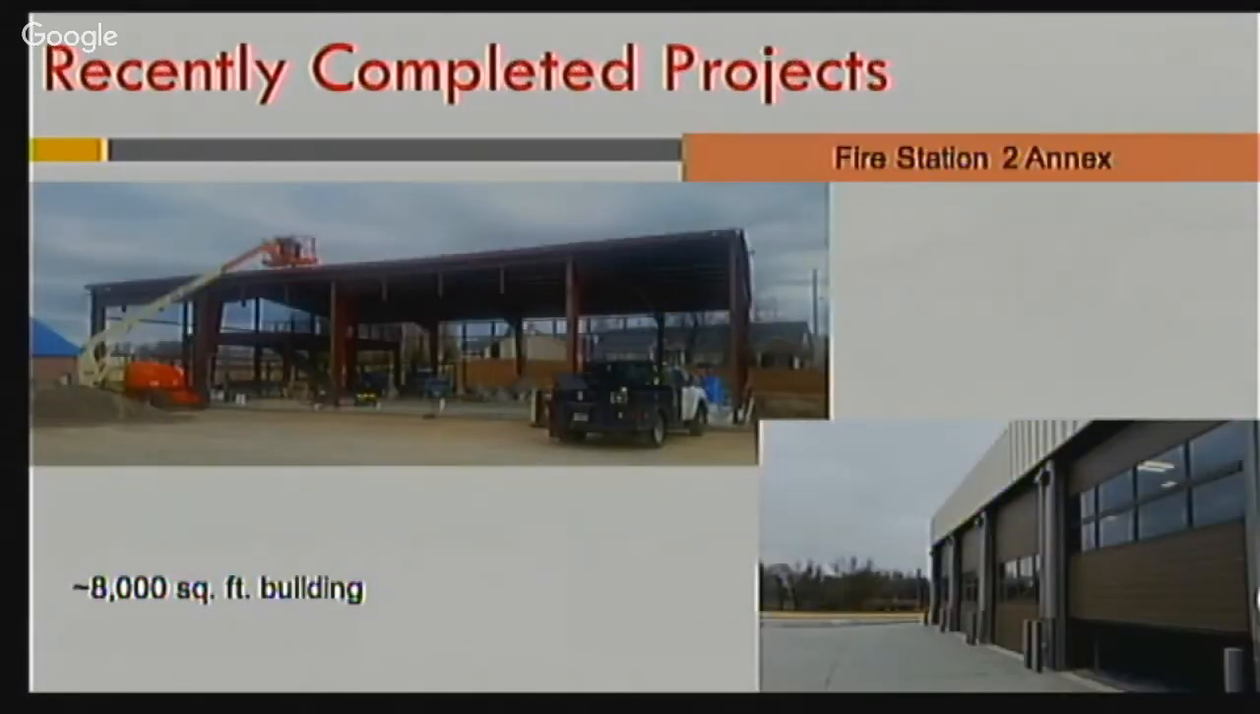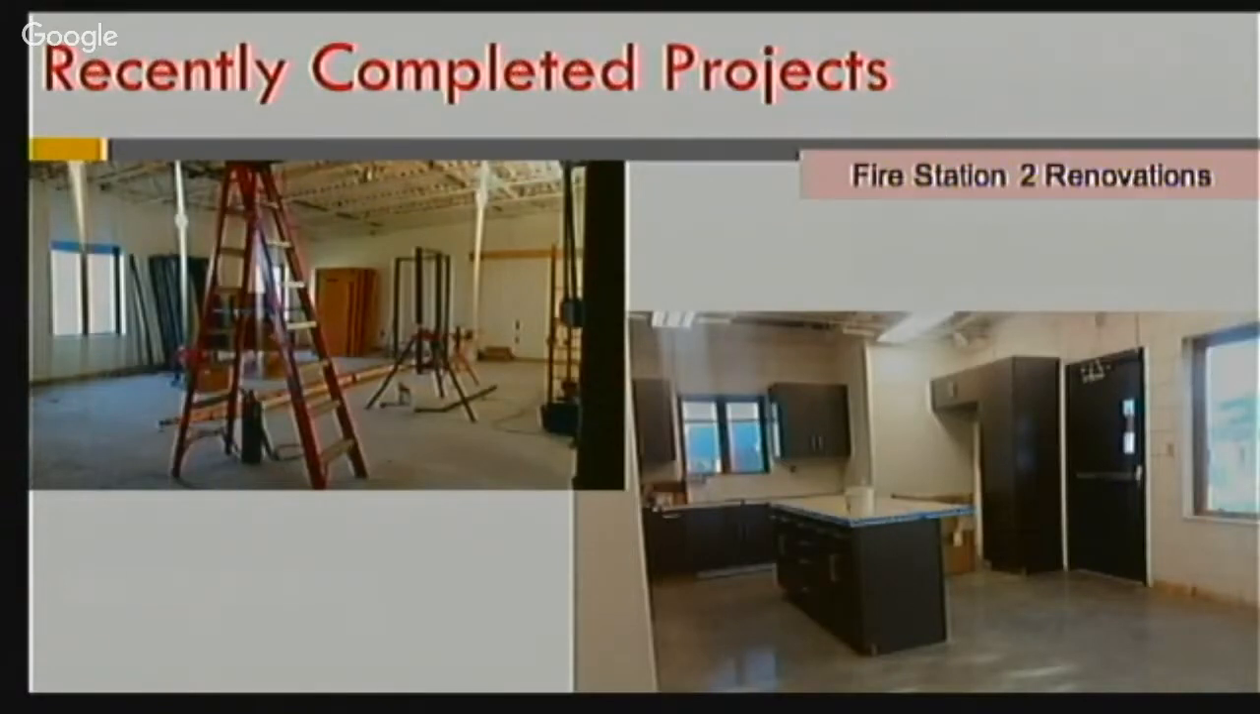Here we have our Fire Station 2 annex. You can probably tell by the garage doors, this is for fire apparatuses, and when mechanics are working on them, space to do that. But it also serves as additional space for fire department equipment, and there is a fitness room in there. And it actually served as home to our firefighters when we were doing our Station 2 renovations.